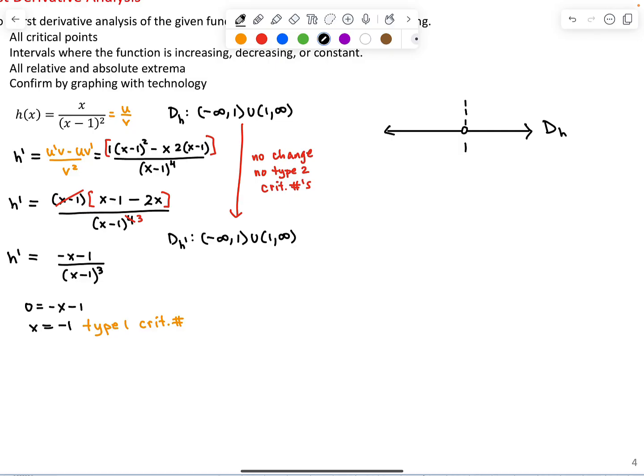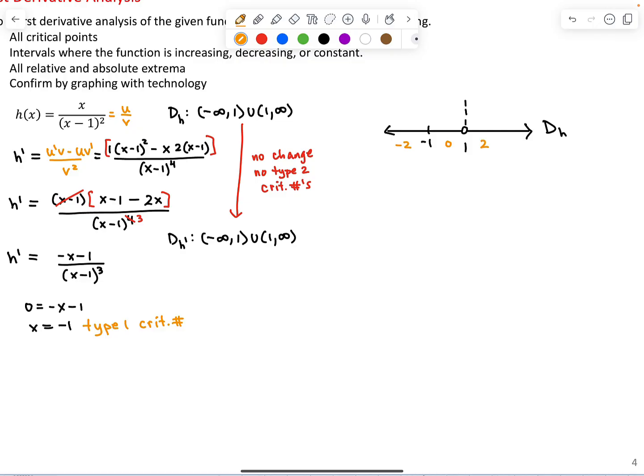This automatically divides our number line into 2 subintervals. But in addition to this domain restriction, we also put all critical numbers, and there's only one critical number at negative 1. And now we have a total of 3 subintervals. Test numbers, I'll pick negative 2, zero in between negative 1 and 1, and then 2.